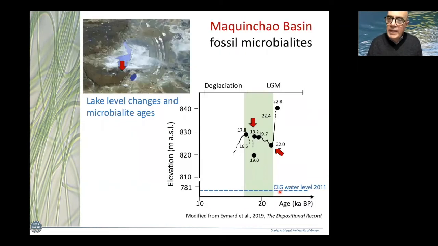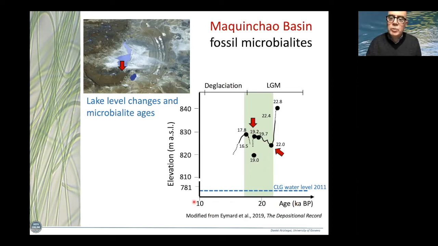We managed to date some of these microbialites that you can see here with the red arrow. We noticed that, as expected in this area of the world, during the last glaciation the lake was a lot higher than today, and during the deglaciation it was going down. Here you can see in this diagram the elevation in meters above sea level and the age.